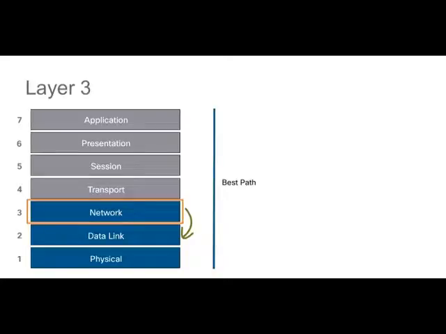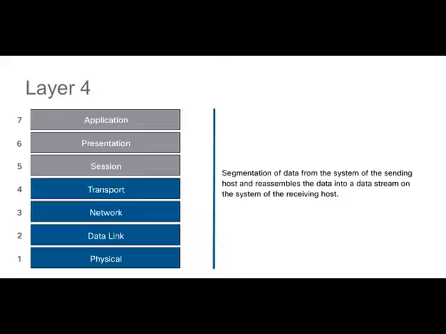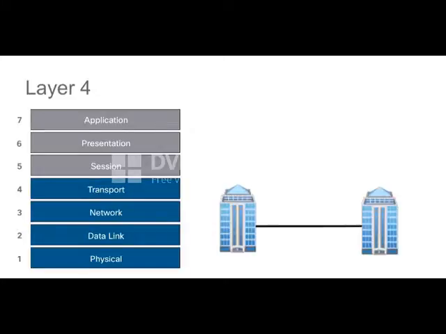Now, we do have layer 3 devices. An example of a layer 3 device would be a router. It's commonly said that routers operate at layer 3. The next layer in the 7-layer OSI model is the transport layer, or layer 4. The transport layer is responsible for segmentation of my data and reassembling that data when it's received on the other end. So an example would be a large corporation, and you want to transfer files from one location to another location.